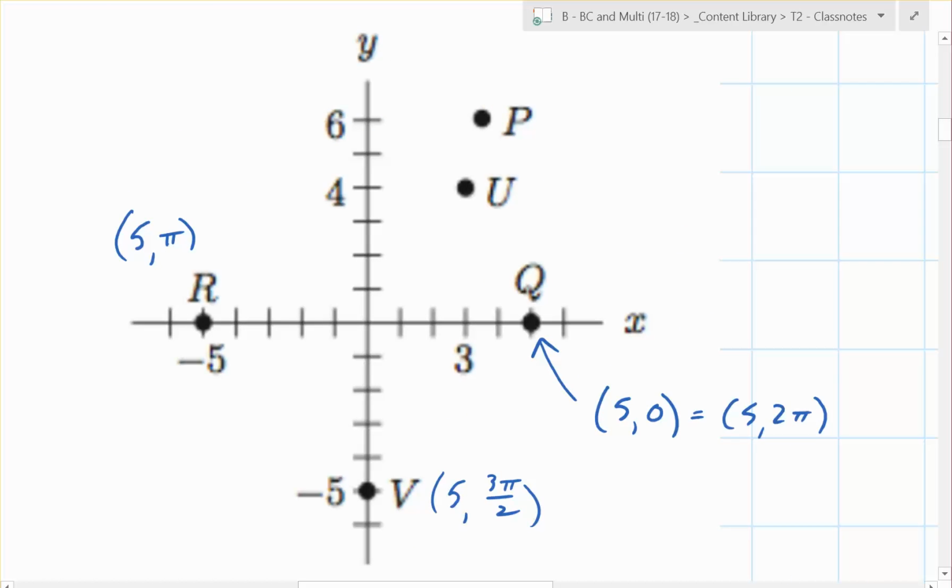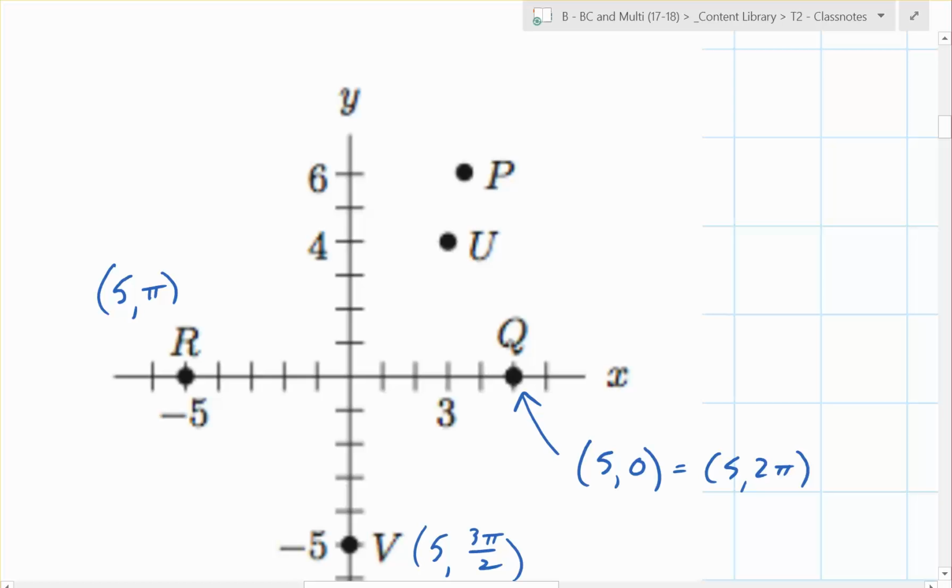Okay, so what about U and P? What's slightly different about U and P? The distance. So between the two, the distance and angle are both different. That is correct. But if you were going to compare R, Q, and V to U and P, what's the primary difference between those 2 points and the other 3? They're not on an axis, right?